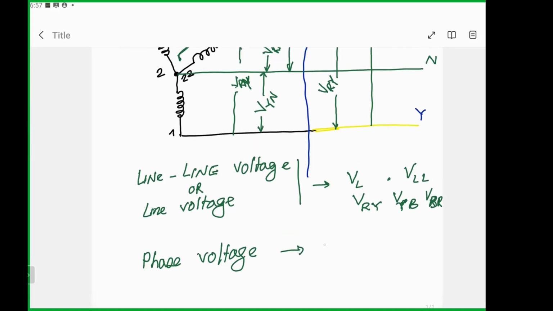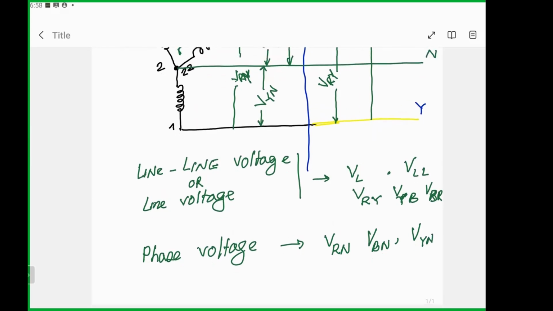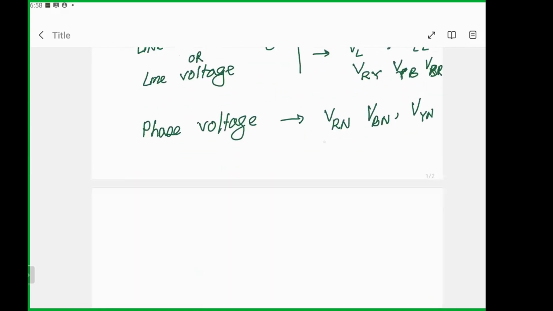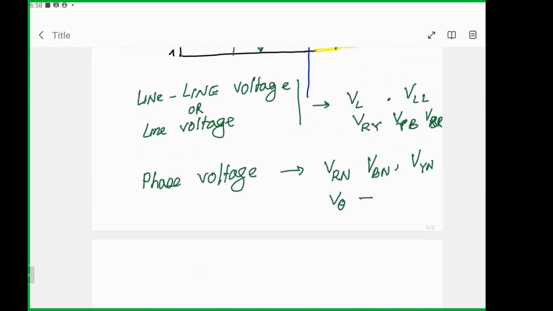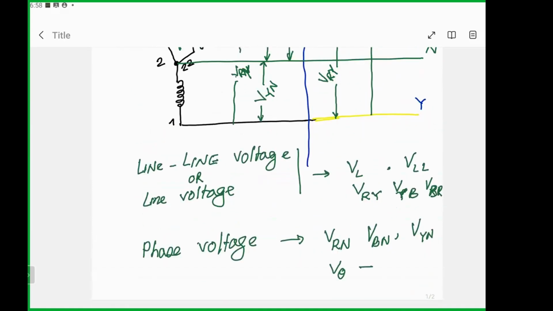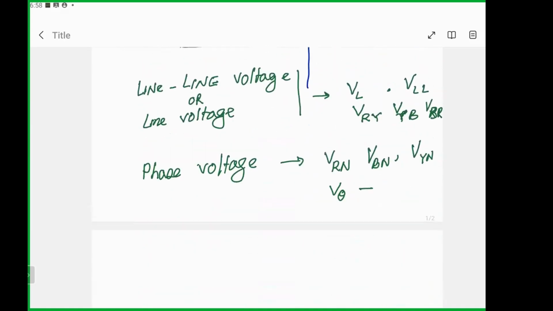And this can be written as VRN, or VYN. But the neutral point is not in the other configuration that we learned. So sometimes this is also called V theta. Theta means the phase voltage. So these are the two voltages.